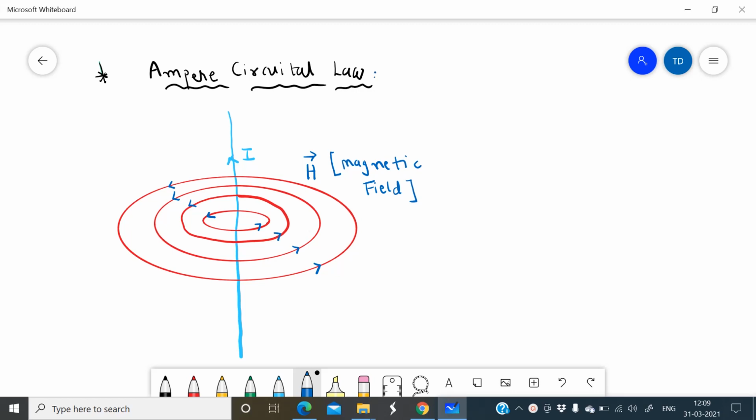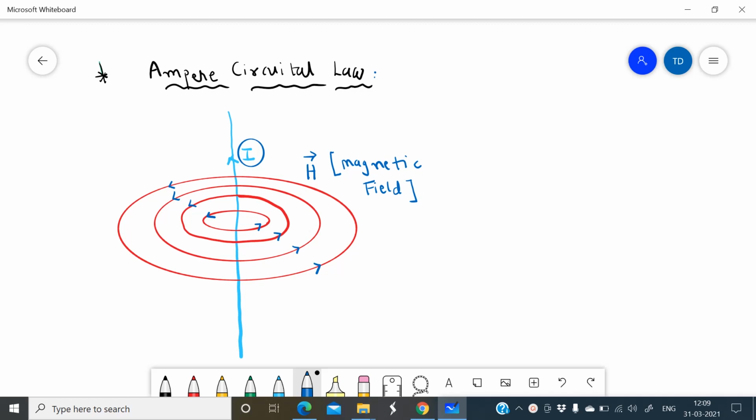Next topic, Ampere circuital law. The Ampere circuital law topic is mainly based on magnetic field and magnetic flux density. As we know, what is the source of magnetic field? Current. Current is a source of magnetic field. Here we just assume this is one long current carrying conductor, so it produces a magnetic field around it.